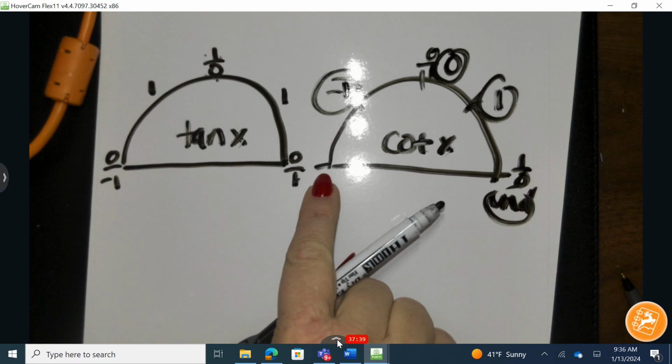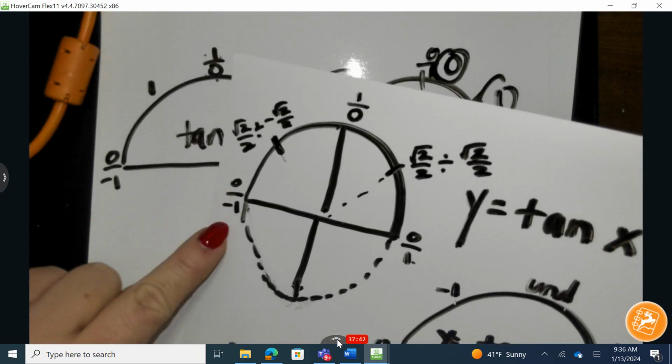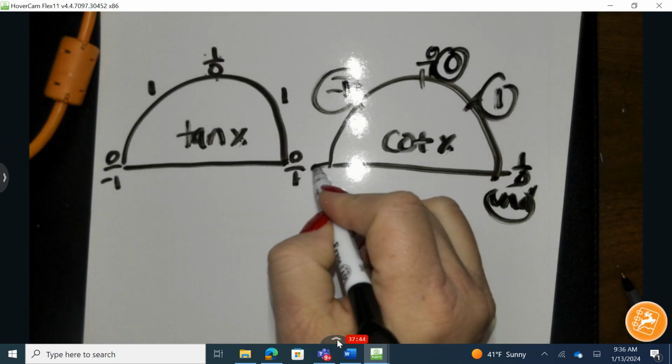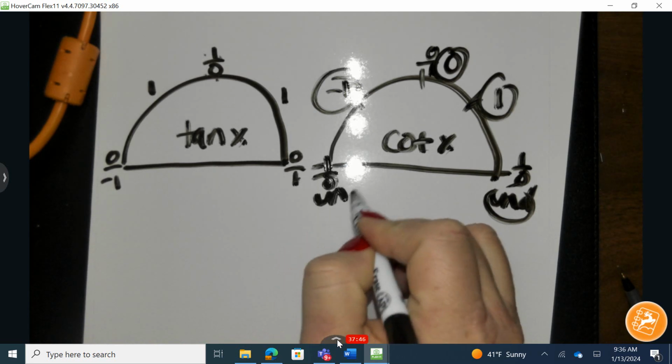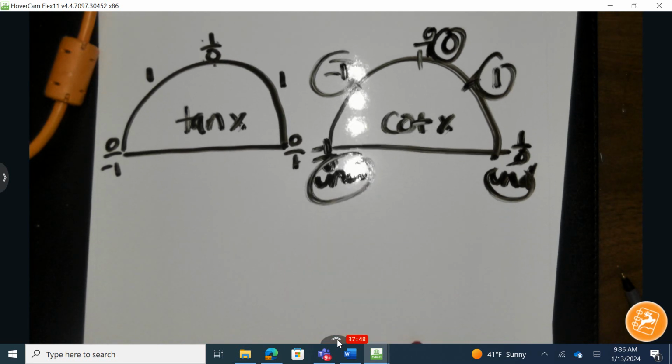And now at this point of pi, I had 0 over -1. When I flip it, I have -1 over 0, which is undefined. So that's going to help me in graphing this.